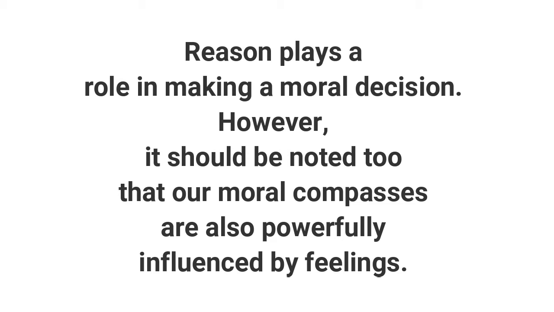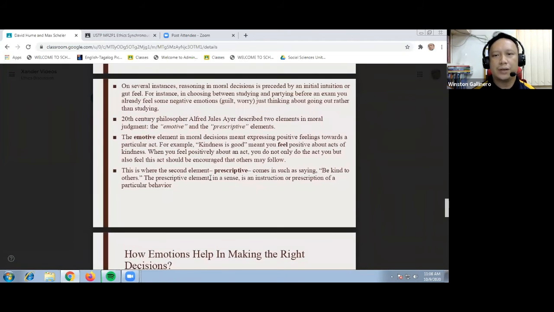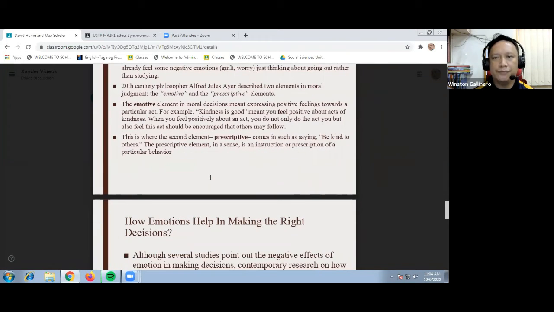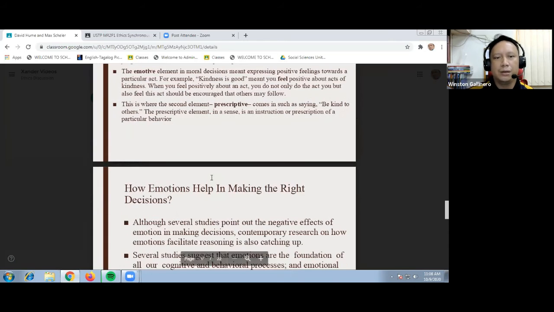The 20th century philosopher Alfred Jules Ayer described two elements in moral judgment, the emotive and the prescriptive elements. Emotive elements in moral decisions meant expressing positive feelings toward a particular act. For example, kindness is good meant you feel positive about acts of kindness. When you feel positively about an act, you'd not only do the act, but you also feel this act should be encouraged that others may follow. This is where the second element, which is the prescriptive, comes in, such as saying, be kind to others. The prescriptive element, in a sense, is an instruction or prescription of a particular order.